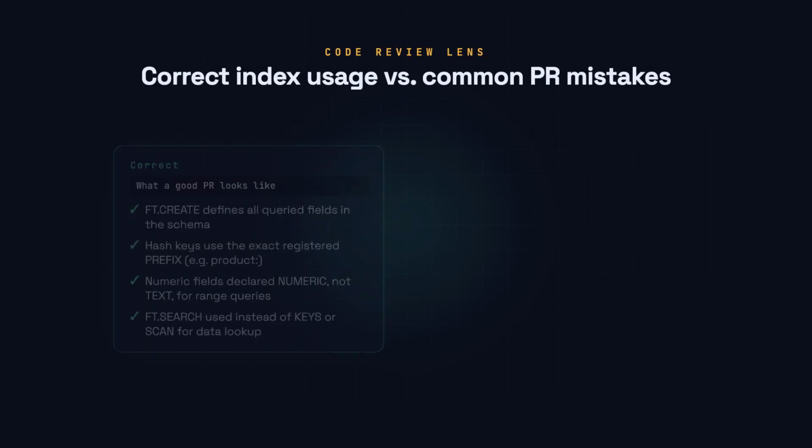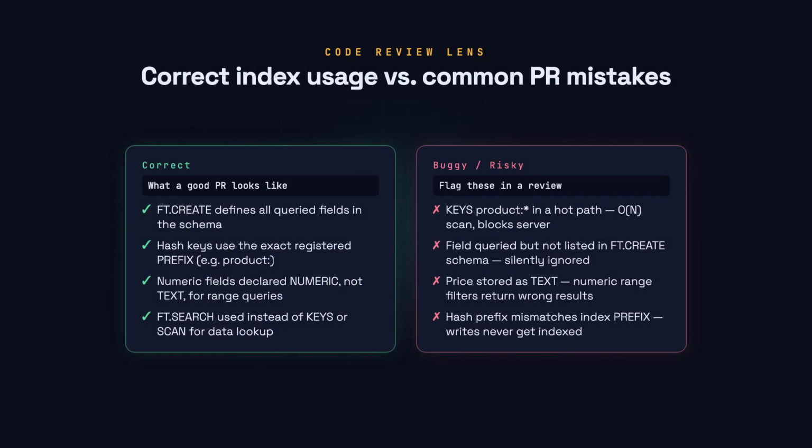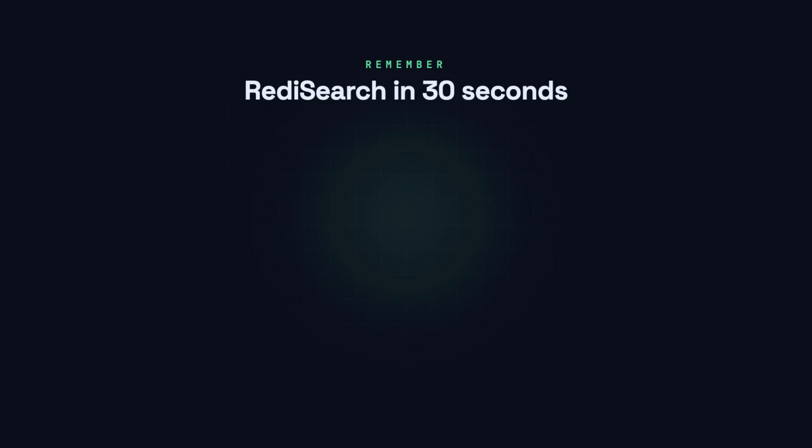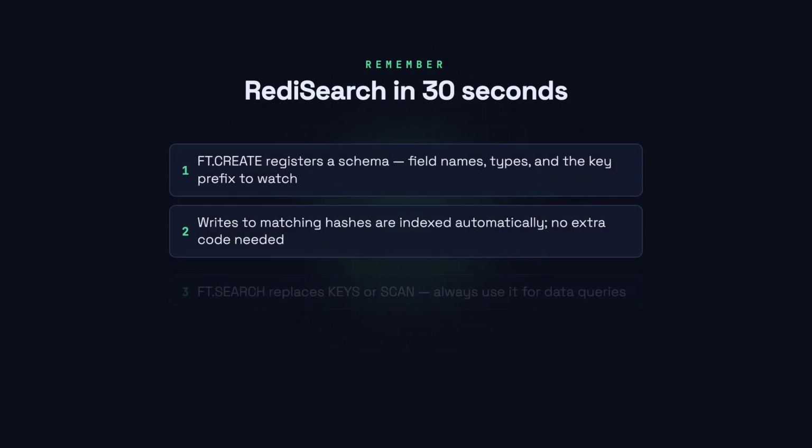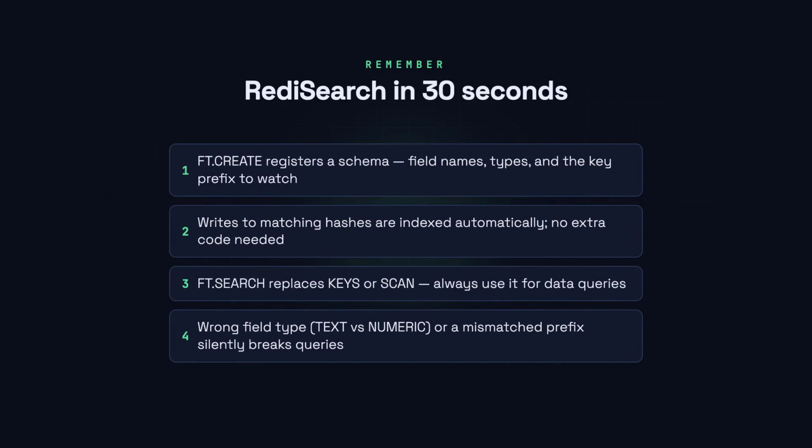When you review a pull request using RediSearch, look for 4 things: a keys call hiding in a hot path, queried fields missing from the schema, a numeric field typed as text, and hash prefixes that do not match what FT.CREATE registered. Define the index once with FT.CREATE, write hashes as normal, and query with FT.SEARCH.